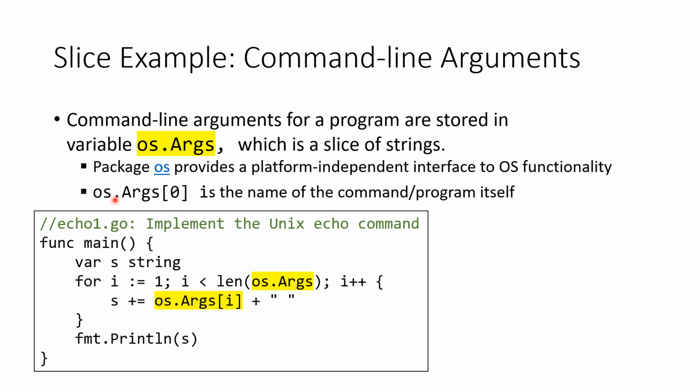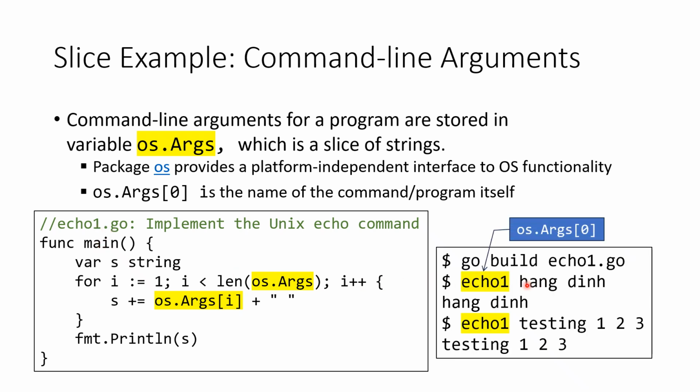The first element of the slice os.Args, which is at index 0, stores the name of the command or program itself. For example, when we run this program named echo1.go from the command line, then os.Args[0] is the string echo1. This program implements the Unix echo command by simply printing out all elements of the slice os.Args from index 1. The element at index 1 stores the first argument of the program. The element at index 2 stores the second argument of the program, and so on.